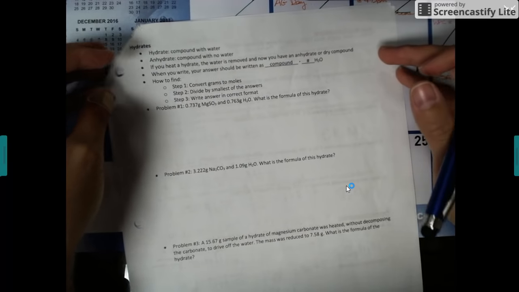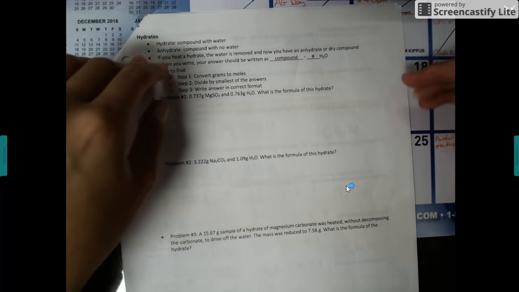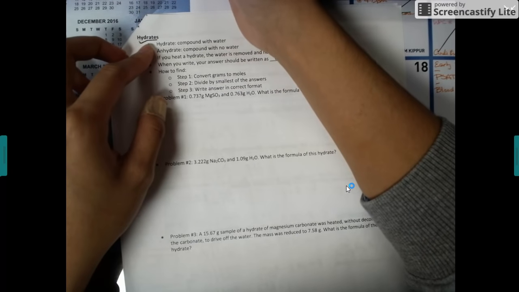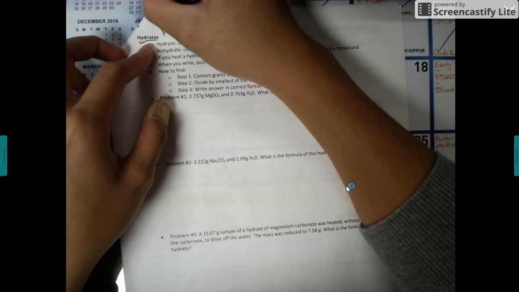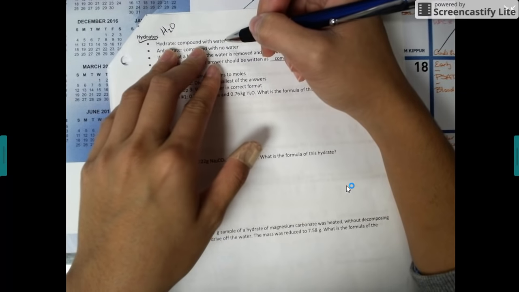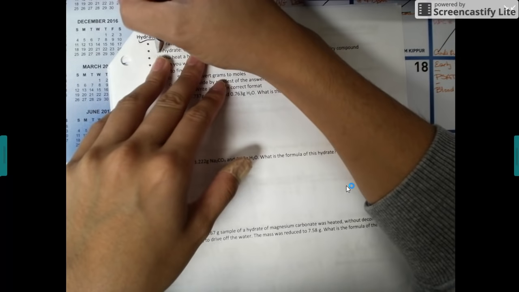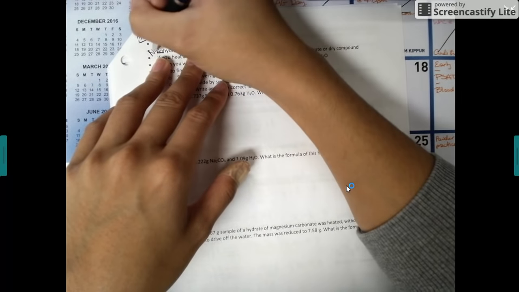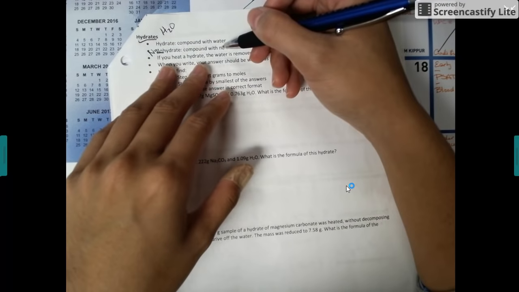All right, this is the last new topic that we're going to learn for the test. If you look here, it says hydrates. Now, if you notice the word hydrate, when you think of the word hydrate, you think of water. All right, so a hydrate is a compound with water, and anhydrate has this an prefix, and basically means no. So an anhydrate is a compound with no water.